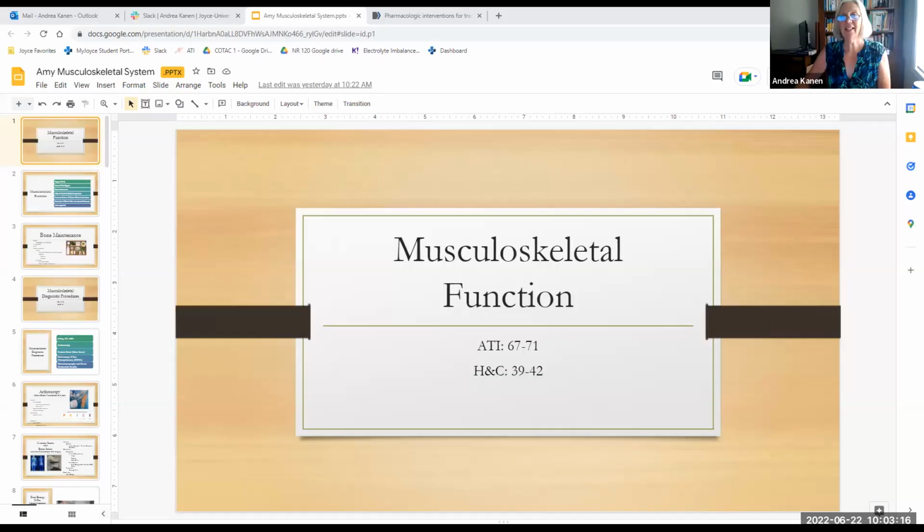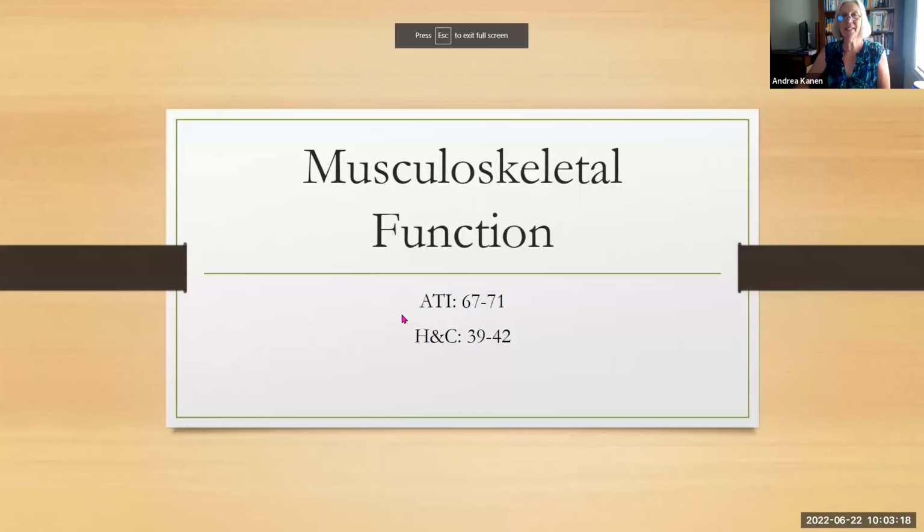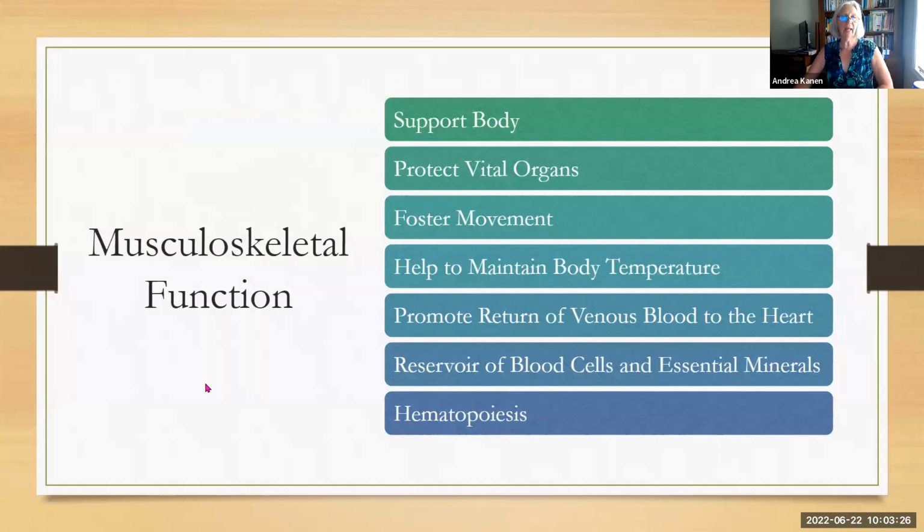All right, let's talk about musculoskeletal. As body systems go, this is a pretty straightforward one, I think. Not as difficult as some of the other ones that we've gone through this year so far.